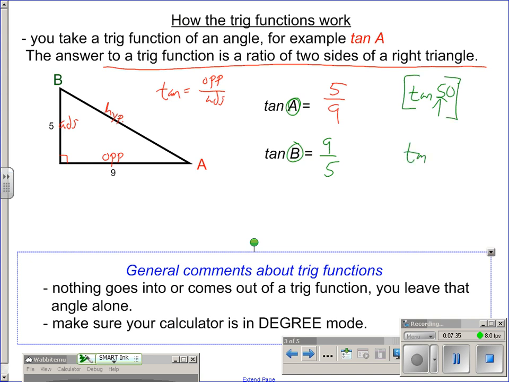You take the tangent of 42.5 degrees. Nothing touches that angle. That tangent of 42.5, nothing deals with that. All right.